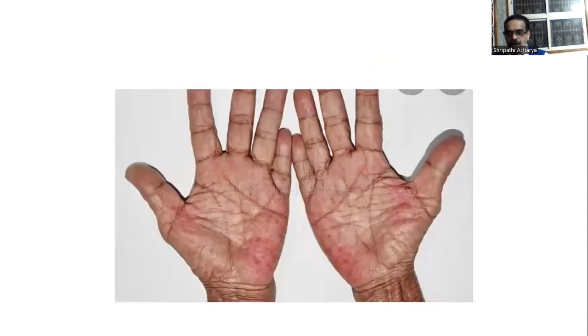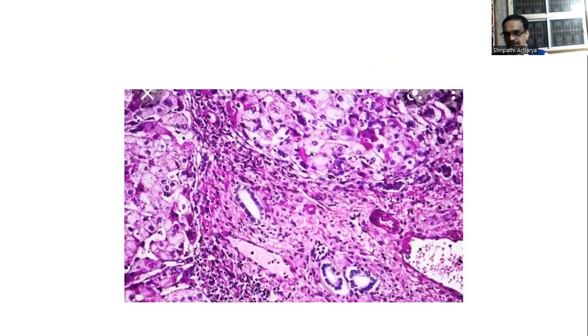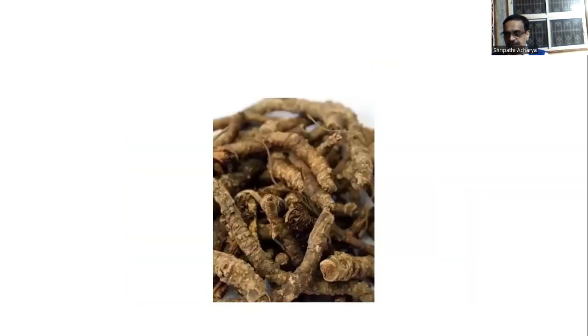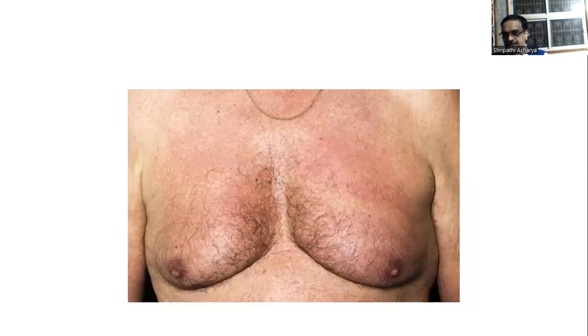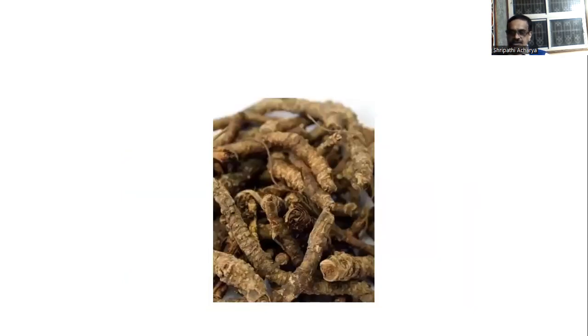So this is the caput medusae. You can see engorgement of veins. Along with the liver palm, the color of the palm is reddish purple, seen in cirrhosis of the liver. Gynecomastia is also seen in case of cirrhosis. This is Katukarohini, that is Picrorhiza kurroa, the protective drug. It is a hepatic stimulant, cholagogue, rasayana also. It's bitter in taste and used in liver disorders.